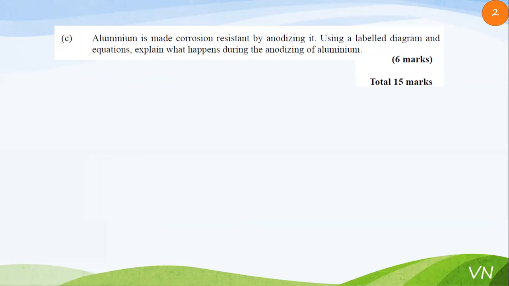All right, then. So the next part, part C, deals with one of the applications of electrolysis. It tells us here that aluminum is made corrosion resistant by anodizing it. Using a labeled diagram and equations, explain what happens during the anodizing of aluminum. So before I go through the answer with you, you can just tell me quickly what is the process, what are the basic principles of the process of anodizing of aluminum.